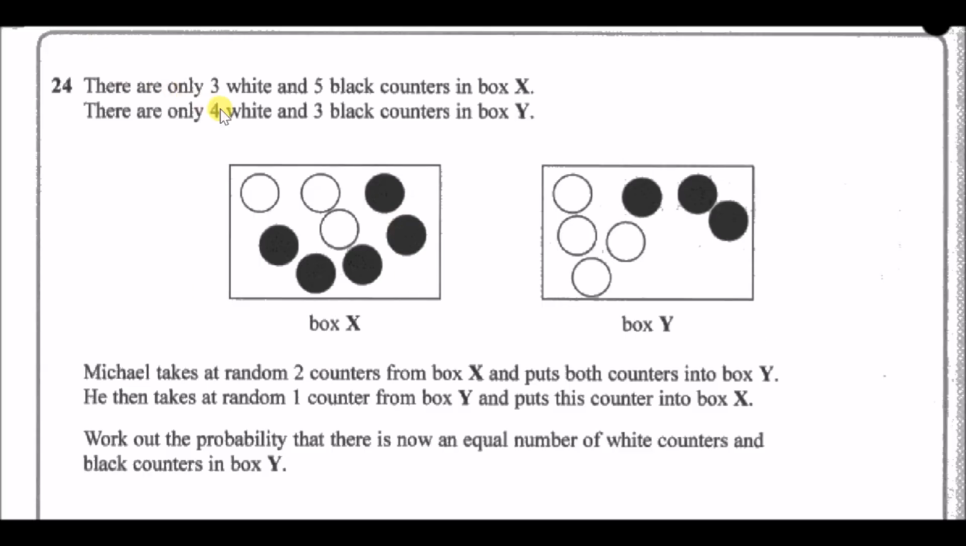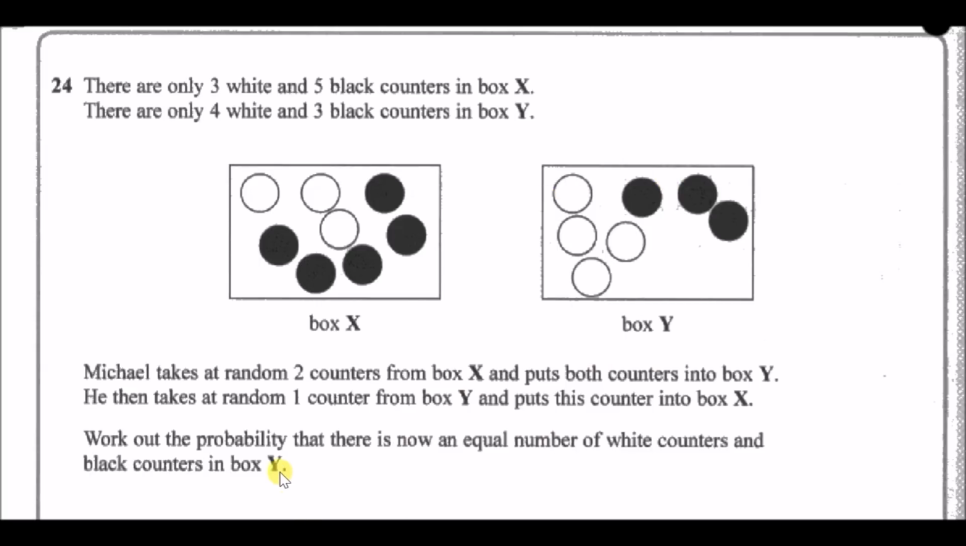So there are only 3 white and 5 black counters in box X, whereas in box Y you have 4 whites and 3 blacks. Okay, let's keep this in mind, yeah? Now Michael takes at random 2 counters from box X, puts them in box Y. He then takes 1 random counter from box Y and puts it into X. Work out the probability that there is now an equal number of white counters and black counters in box Y. Ooh, okay, so this kind of question is all about counting carefully, yeah? So let's have a look.